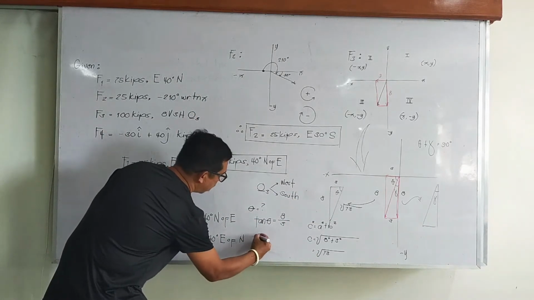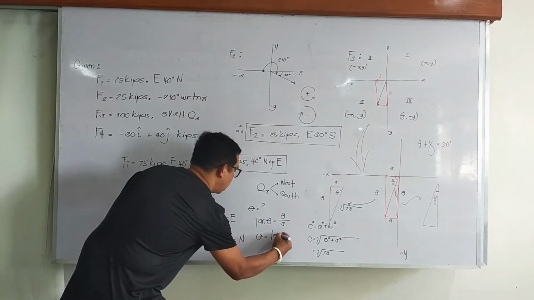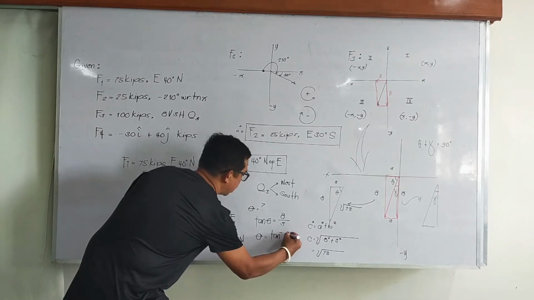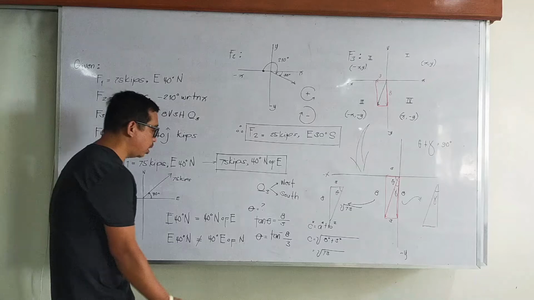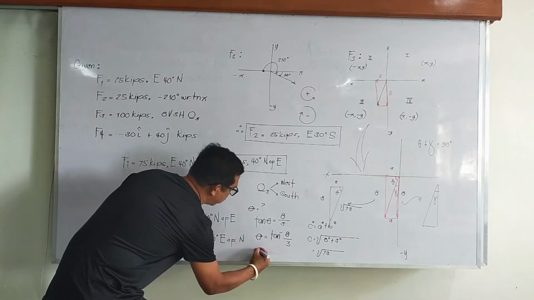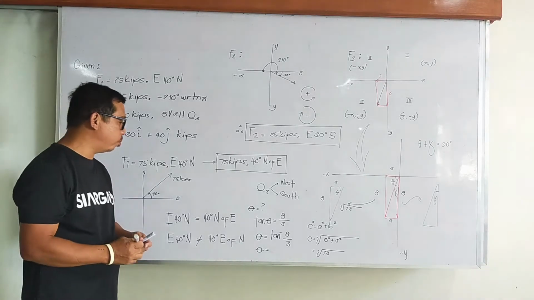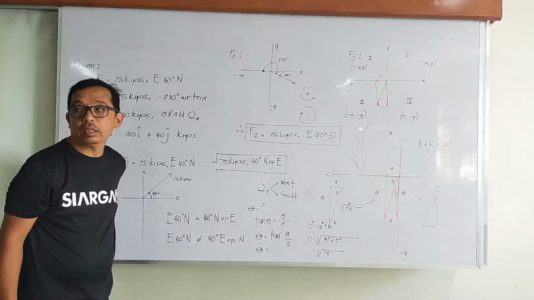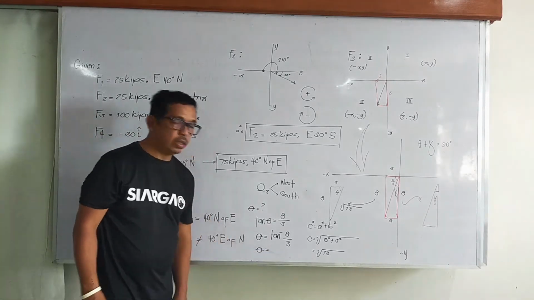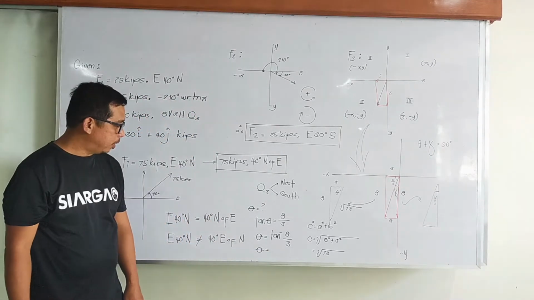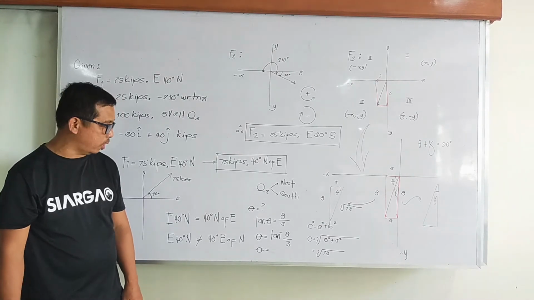So, theta would have to be the inverse tangent of 8/3. And upon computation, we will be able to get the value of theta as, what's the value of your inverse tangent of 8/3?